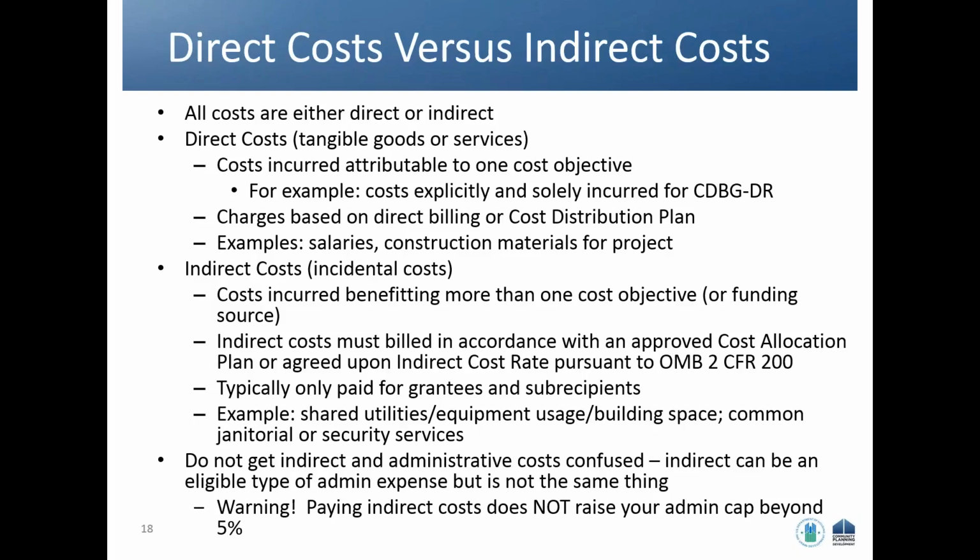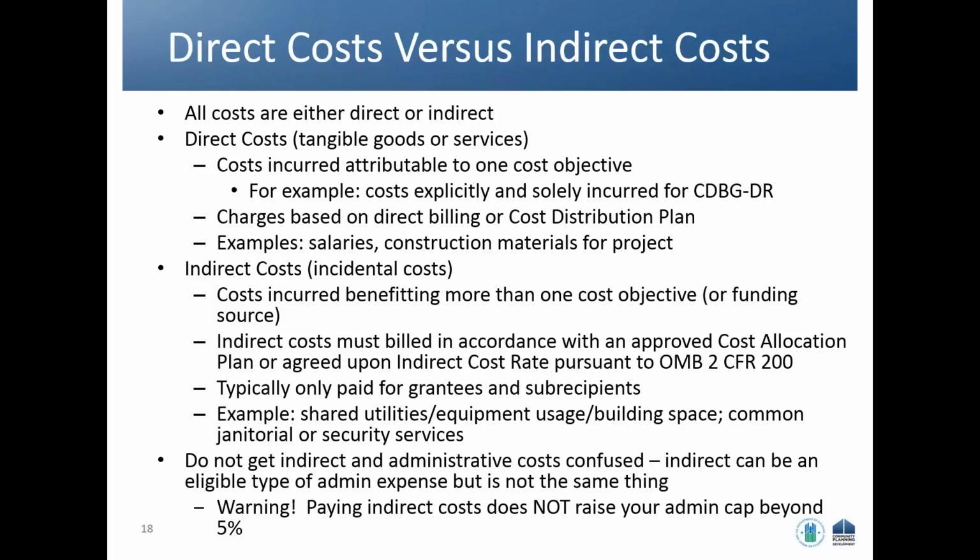Now, one of the things that people, as I said, get confused about is they mix up indirect and admin. So they sound the same. They're both kind of those sort of overhead kinds of expenses. But the distinction is, even with admin and CDBG, you have to be able to directly attribute it back to administering or managing your CDBG funds. It's directly attributable to the direct cost. Indirect costs are things which, as I said, are kinds of shared.